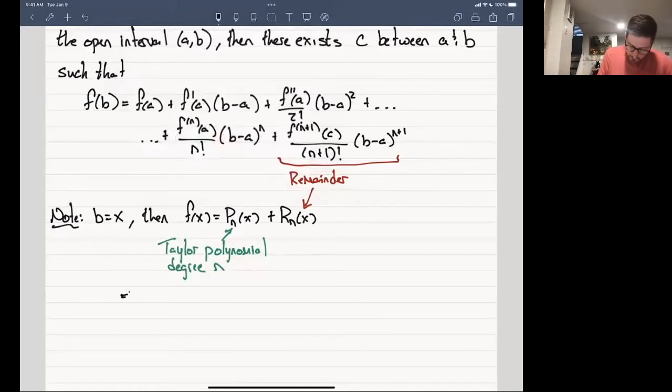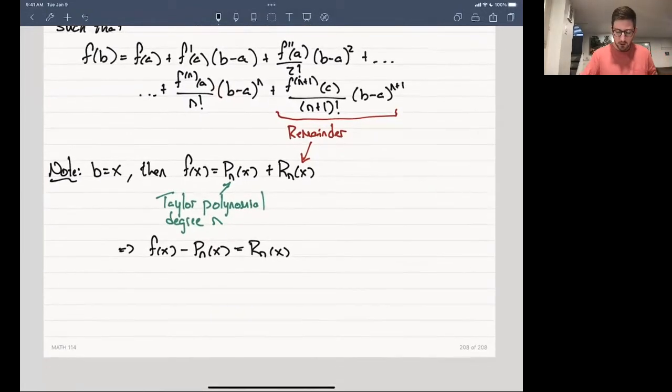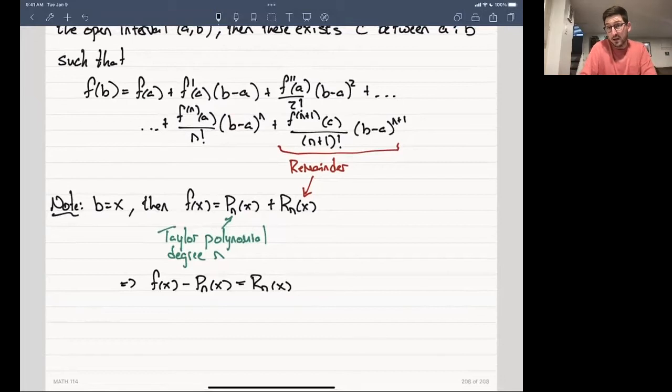That's why we have the sub n here, but let's rearrange this again. Here's what I have. I didn't do anything; all I did was bring the Pn of x over to the left-hand side. But this is the interesting thing here, because this is exactly what I was saying. It's saying how different is my function from the polynomial approximation of it. And so that's really what the remainder is telling you: the difference between your polynomial approximation and your original function.